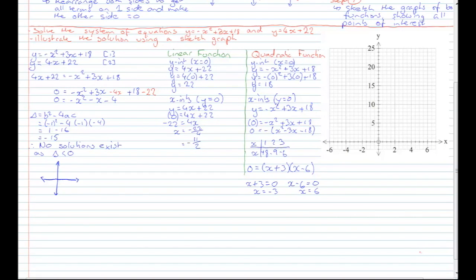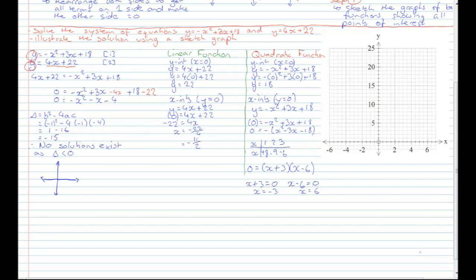So I've got y equals negative x squared plus 3x plus 18 and y equals 4x plus 22. Now as you can see, in both cases I've got the y on its own. So that means I can use the substitution method by just putting this 4x plus 22 up here and making them both equal to each other. Because of course where they cross over, they're equal to each other. So I've got 4x plus 22 is equal to negative x squared plus 3x plus 18.